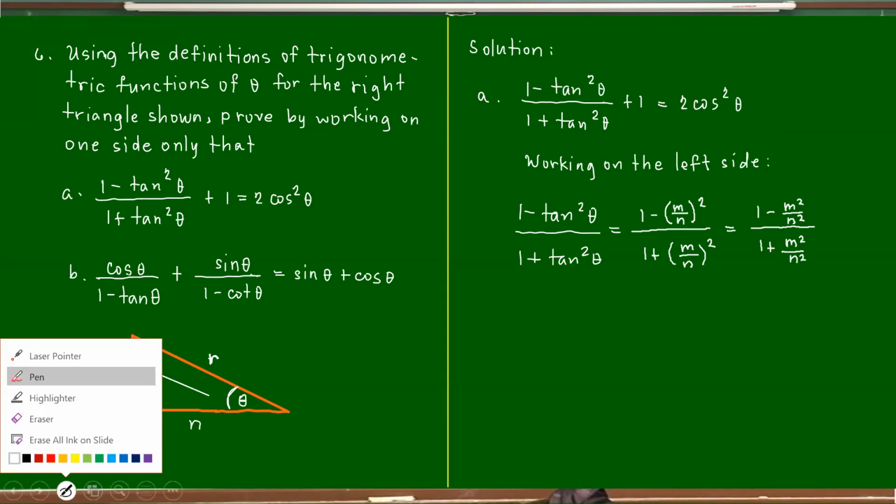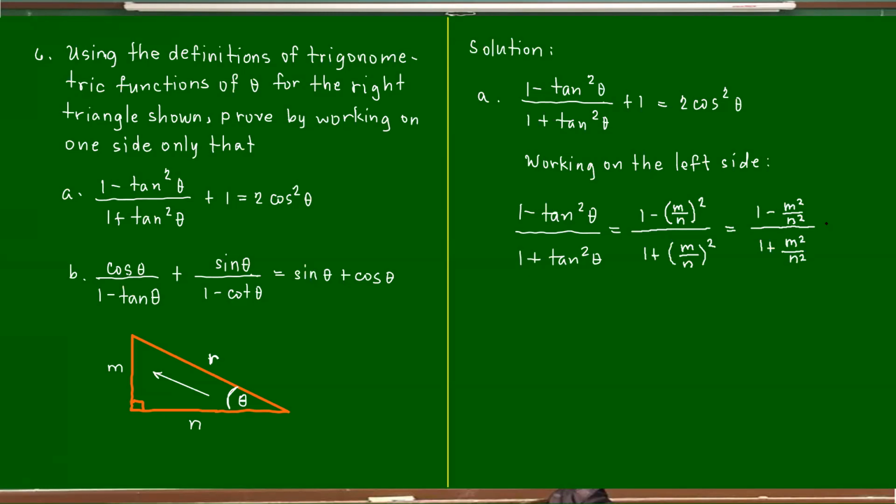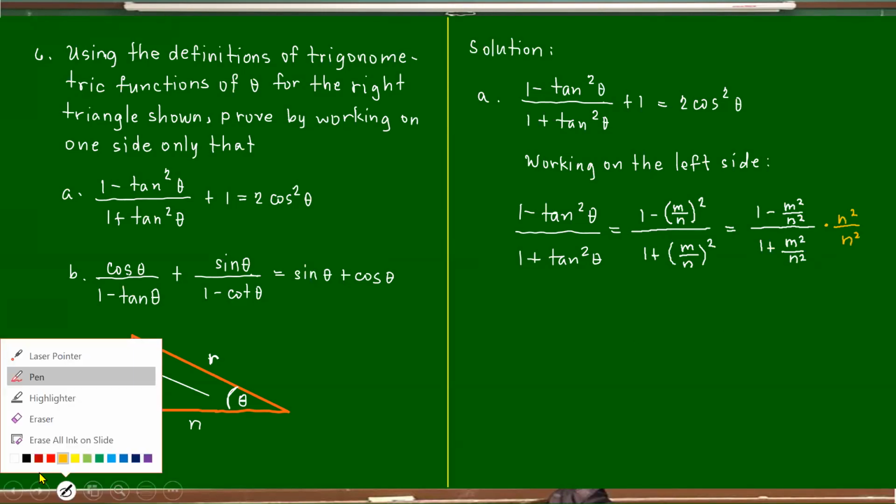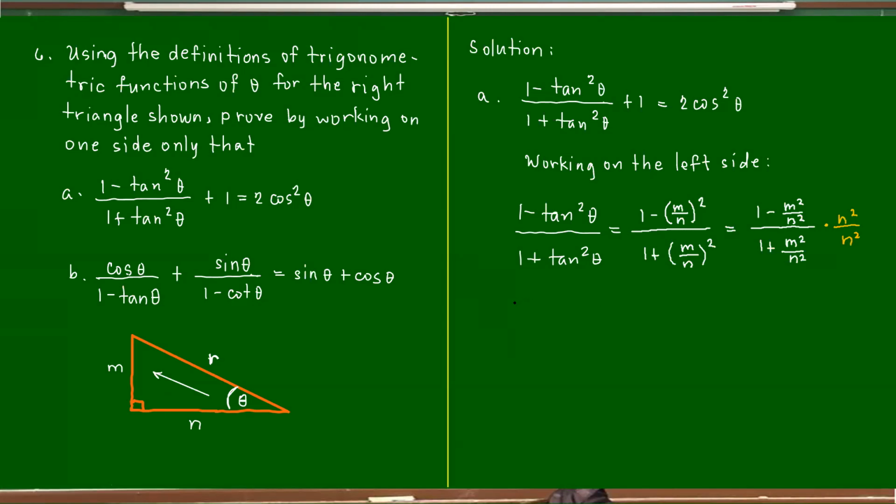So to simplify this complex fraction, let's multiply both the numerator and denominator by n squared over n squared. Okay? So getting, this is now equal to n squared times 1. So that is n squared minus n squared times m squared over n squared. That is m squared all over, in the denominator, that is n squared plus m squared. Okay? Now, the denominator can be written as what?